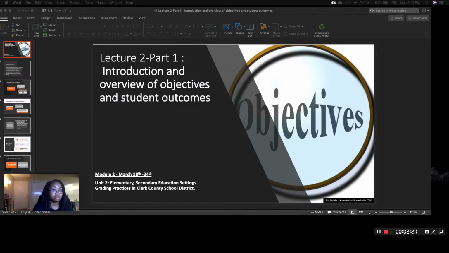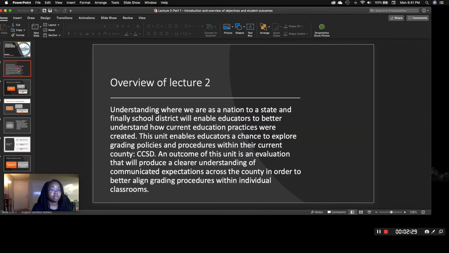Let's go into the overview of the actual lecture. Within this lecture, remember, we started off with understanding where we are as a nation in regards to how public school came to be, and then what brought the standards that we have. This week, we're going to look at what that means on a state level, and we're going to explore CCSD and the grading policies, and they are specific, but they are really hard to find.